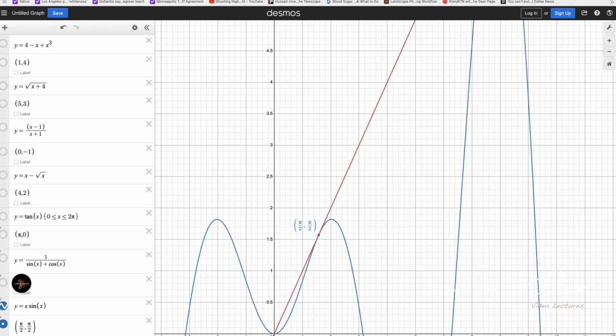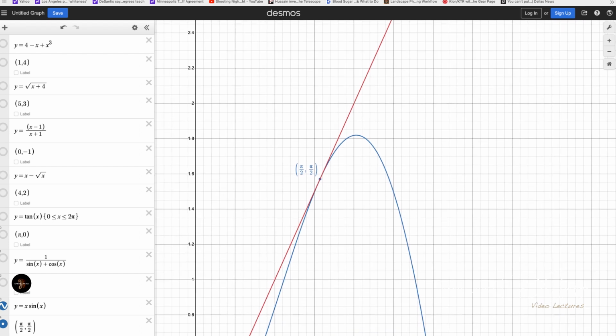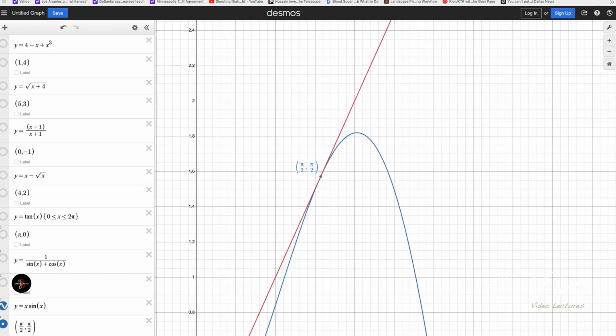Okay. So what I want you to see is that at that point, y equals x is the tangent line. All right, so we have that curve at that point. The red line is the tangent line at pi over 2. So that was number 7. That brings us up to 9.